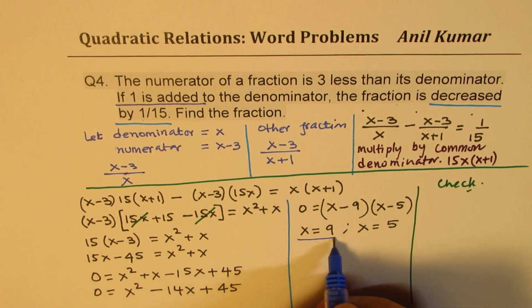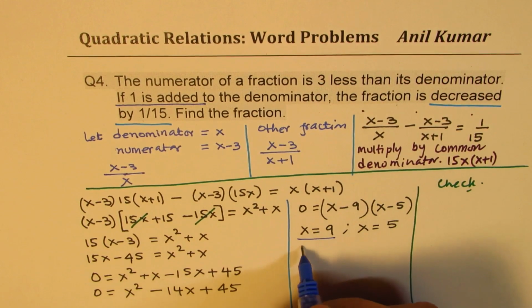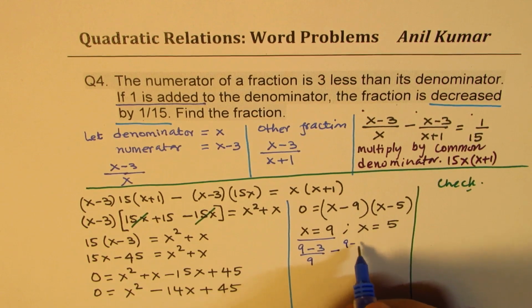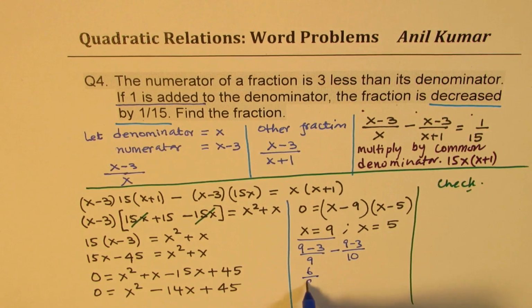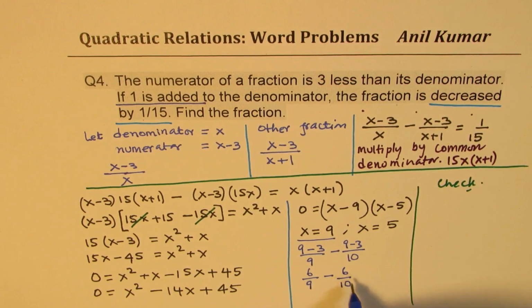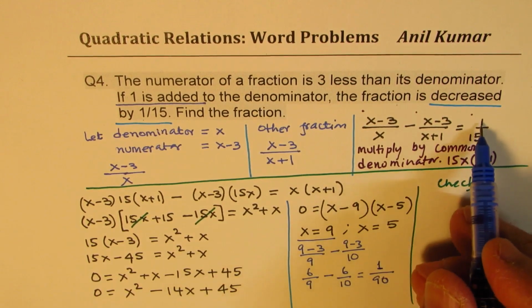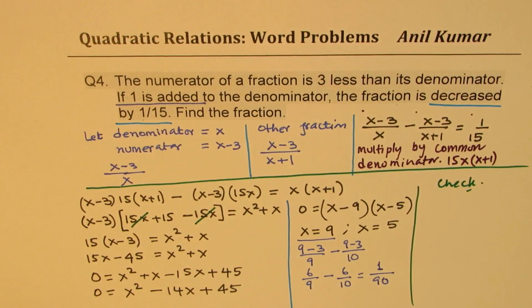So let's check for x equals 9 first. If I write 9 here, I get 9 minus 3 over 9, and there also we get 9 minus 3 over 9 plus 1, which is 10. Correct? So this is 6 over 9 minus 6 over 10. So when you cross multiply, 6 is common, right? So you get 90 here, and 10 minus 9 is 1. You get 1 over 90. You do not get 1 over 15, right? So that is definitely not the right answer.